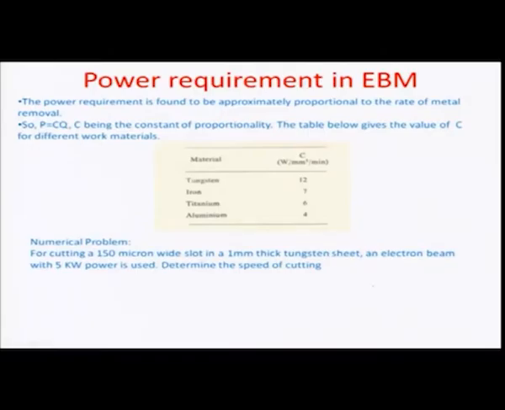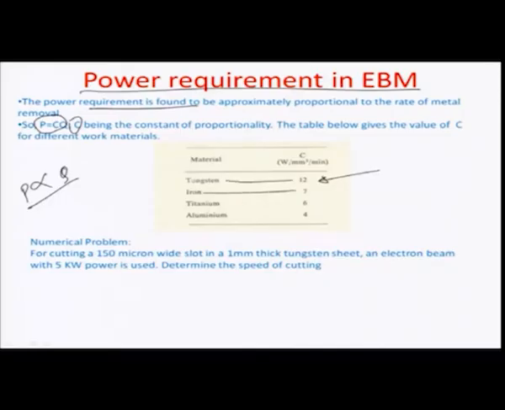So if we talk about the power requirement in an e-beam, the requirement is found to be approximately proportional to the rate of material removal. So if Q is the material removal, then the power needed is proportional to Q, and the constant of proportionality C has been mentioned here in terms of power in watts per unit material removal rate in millimeter cube per minute. So for tungsten, iron, titanium, aluminum, you can see these different values of C as reported in this table.